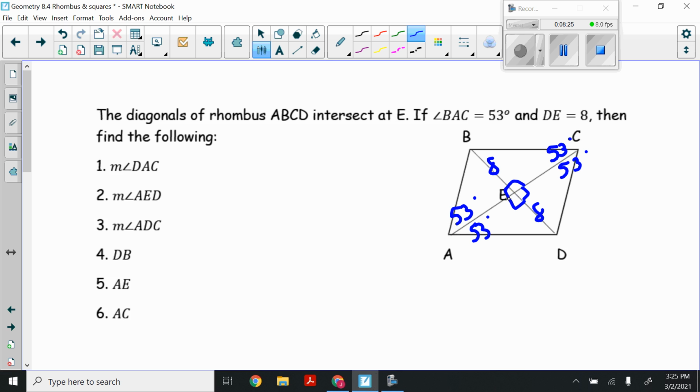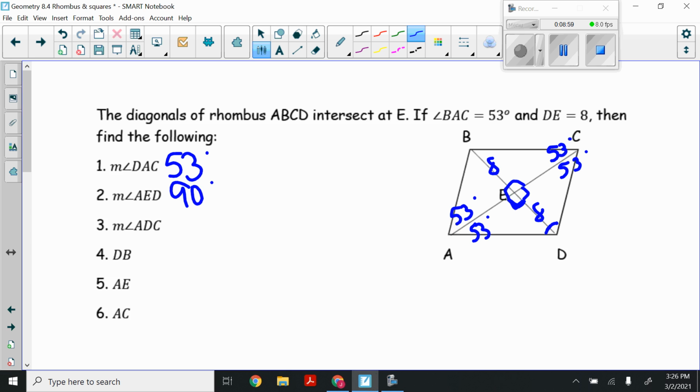So now let's see if we can solve this 1 through 6. So number 1, it says find the measure of angle DAC. BAC, look at that. That's already one that we've labeled, 53 degrees. Find the measure of angle AED. AED, that's this angle right here. Again, I've already labeled that's a 90 degree because that's where my diagonals intersect. Because diagonals are perpendicular.